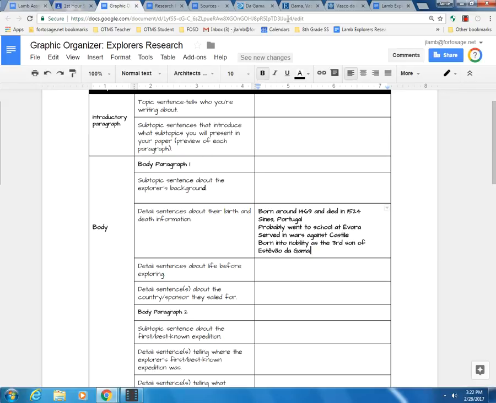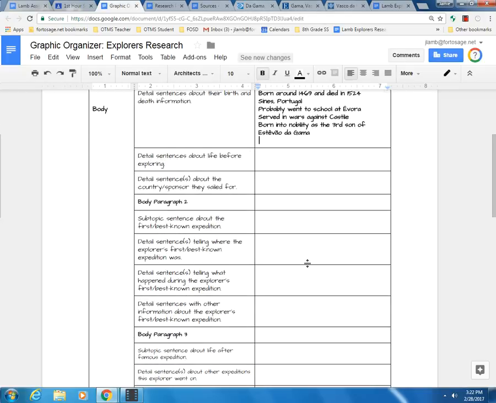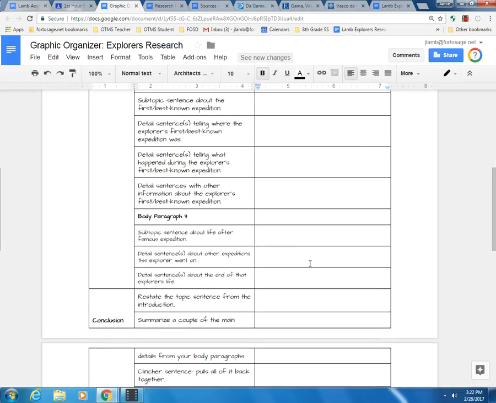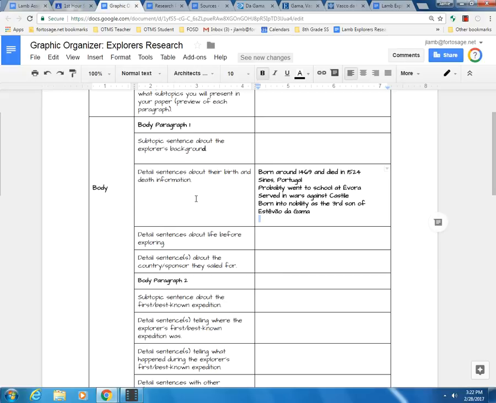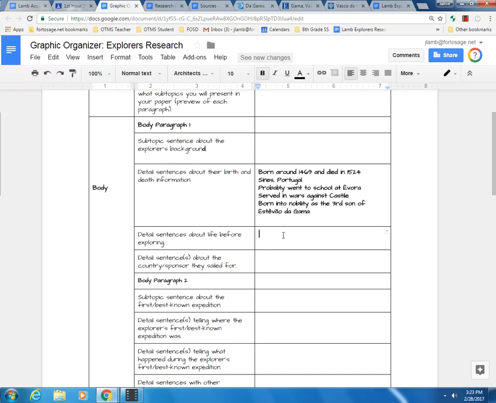Now you have to go back and look at death information. We know he died in 1524, and there's actually later on a little bit more that you will talk about the end of the life. So you really don't have to put any more in this particular box. So now detail sentences about life before exploring. So again, you're going to look back at your explorers and in the information that you found, and you are going to actually try to start making sentences out of this, okay?